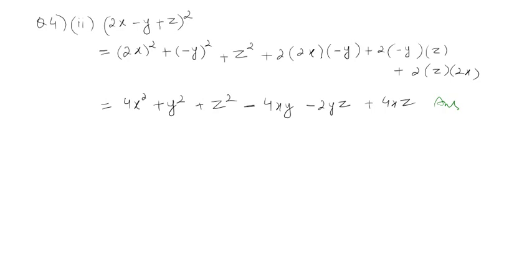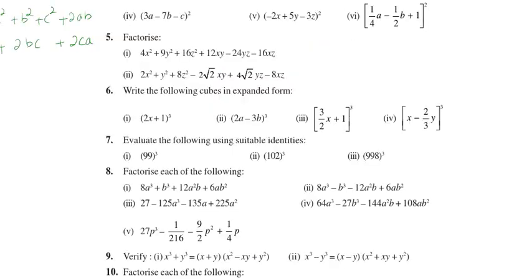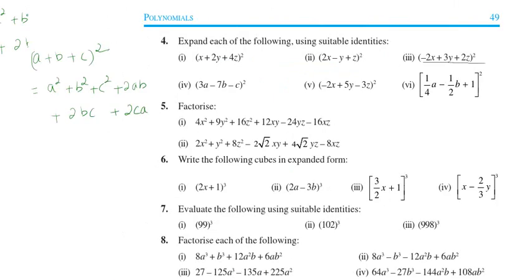Okay, I'll also take the last part. Yes, you don't have to write the identity. There is no need to write it. You know what the identity is, then you can apply it. So this is the fourth part we'll do now. It is (1 by 4a plus 1 by 2b plus 1) whole square, right? So this one we will do now.